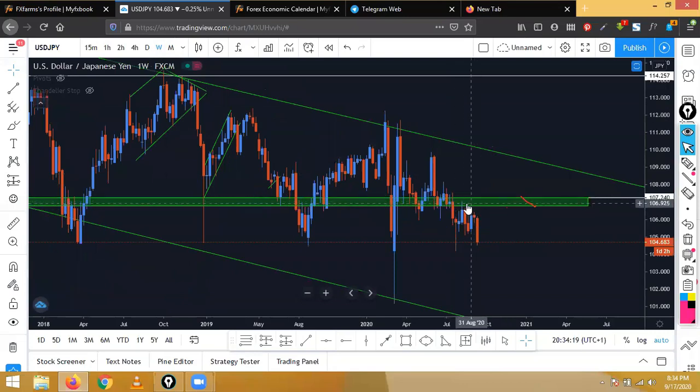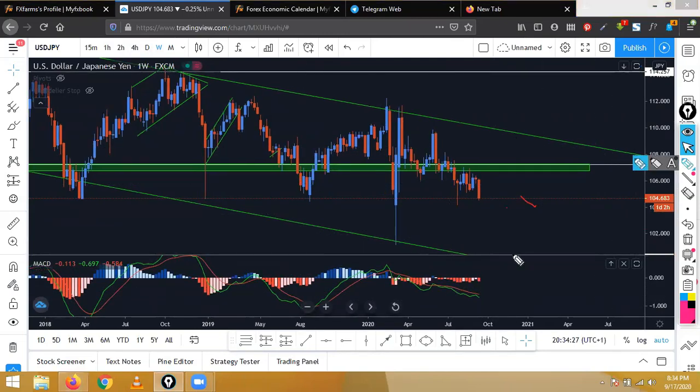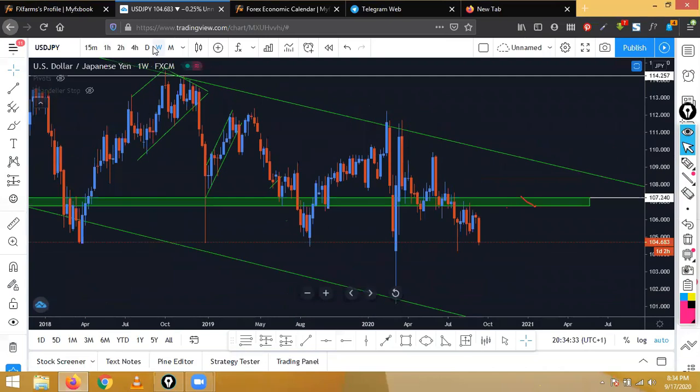You see a series of retests around there and it's heading down. Midterm trend is down. And let's look at the volume using the MACD. The crossover is below and we still have bearish volumes around there heading down. So daily, let's look at the daily time frame.